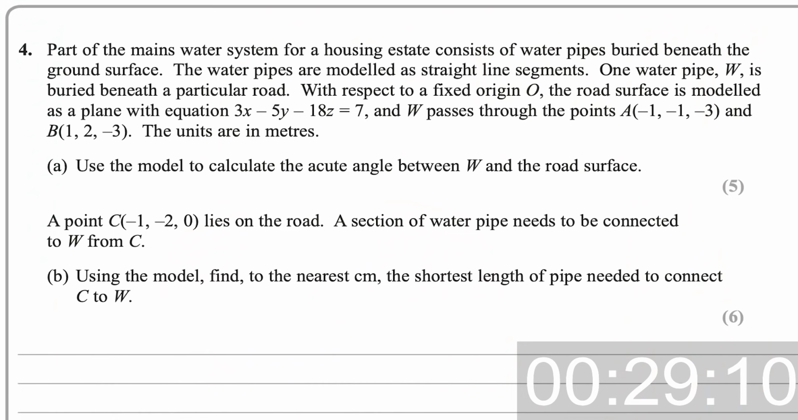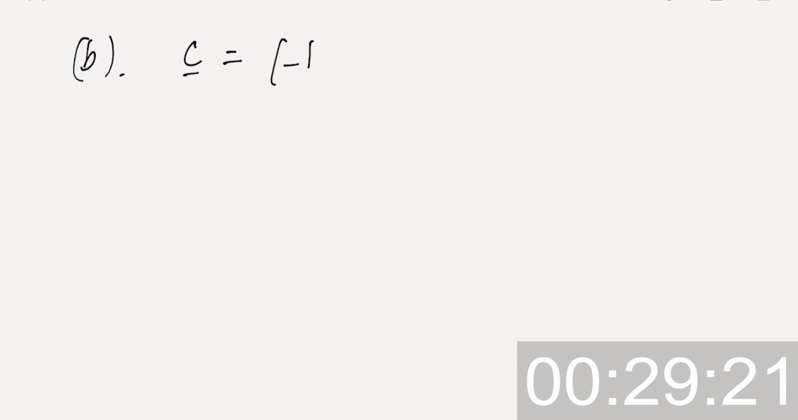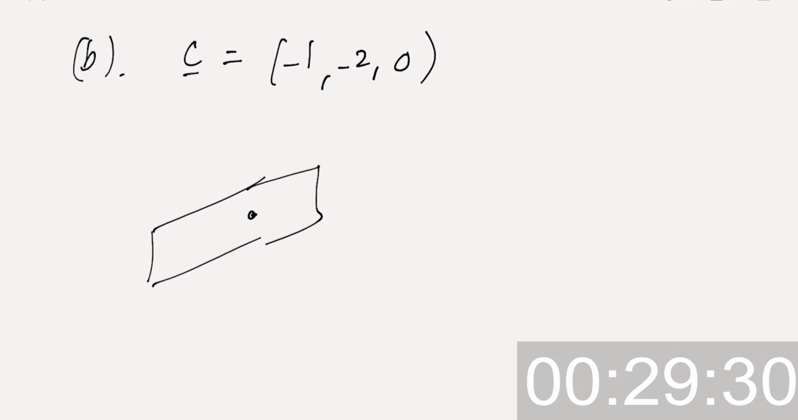Okay. And then part B. So now it says, using the model, find the shortest length of pipe from C, which is a point on the road. Okay, so point in the plane, minus 1, minus 2, and 0. So we've got a plane again, we've got some point, and then we've got a pipe. So the shortest distance is when they're perpendicular. Okay, lots of perpendicular when it comes to geometry. So we want them to be perpendicular.